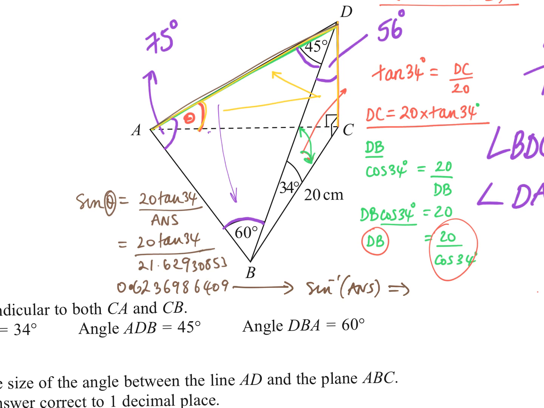Shift sine of ANS, and it gives me a final answer here of 38.586734477, and that's everything on my calculator display, but it wants it to one decimal place here, as you can see. So 38.6, and that's going to be degrees to one decimal place.